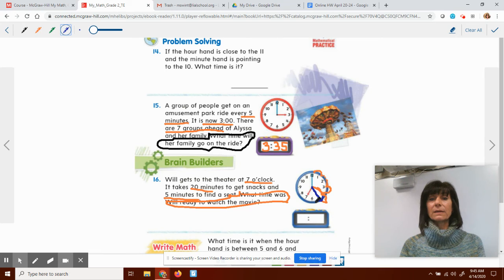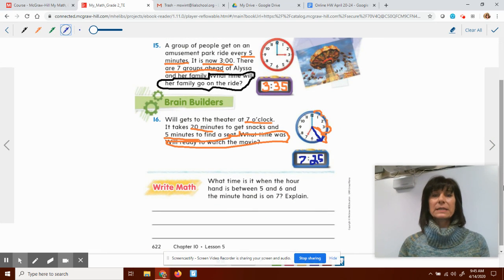What time is it? Well, let's take a look. The hour is still 7, but now I am at 15, 20, 25. 25 minutes later, 25 minutes past 7. So that is a 2, my friends. 7:25. The last part of this is, what time is it when the hour hand is between the 5 and 6 and the minute hand is on 7?